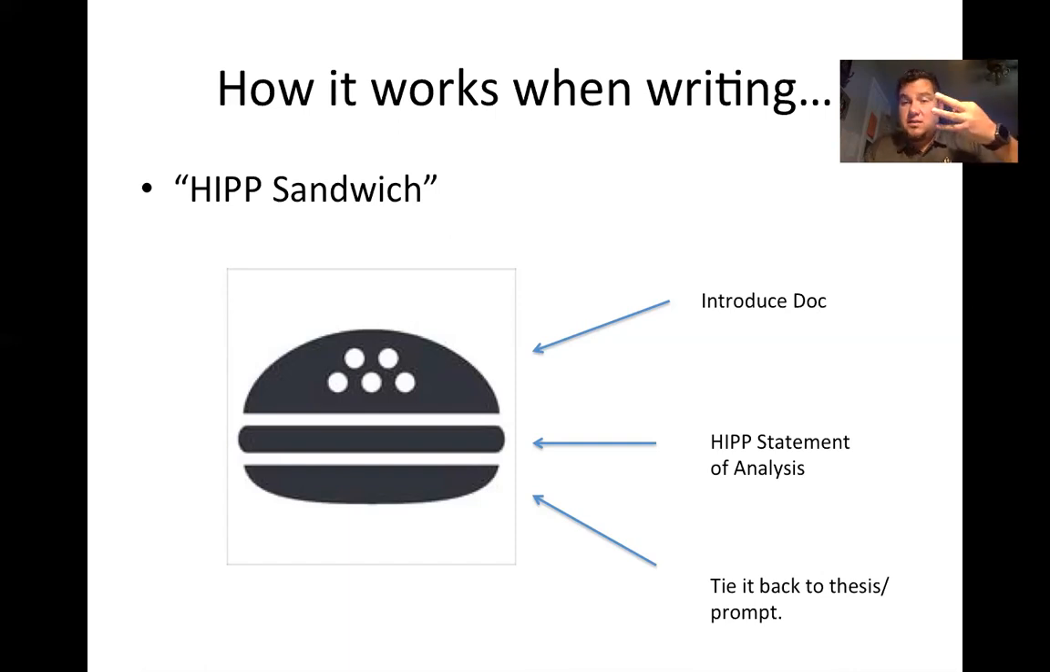But it's 3 sentences. You introduce the document, not by saying in Doc 1, but by saying in the letter from so-and-so, in the diary entry, in the speech, in the excerpt, whatever. So-and-so wrote, summarize it. Then you do your analysis. Why was it written? How did what you know in history influence what was written? And then thus proving, tie it back. Notice I did not mention quotes anywhere. No quotes on HIPP, ever, in my class or APUSH.